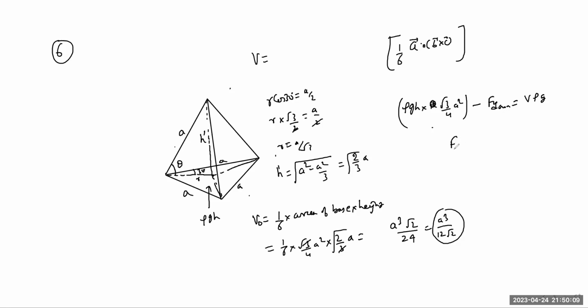So F on all the side surfaces is how much? Rho g h root 3 by 4 A squared minus rho g into the volume, which we got as A cubed by 12. So rho g A squared common, root 3 h by 4 minus, I can put something in it. Okay.